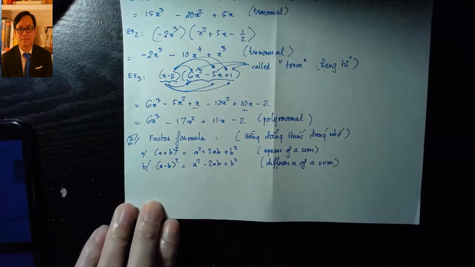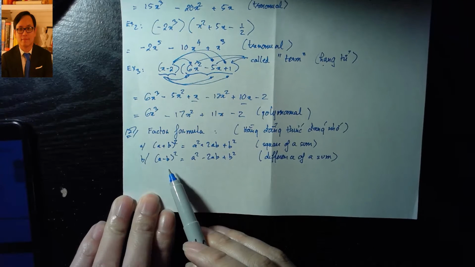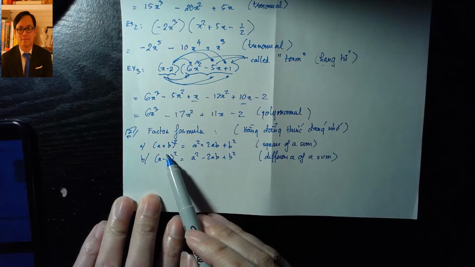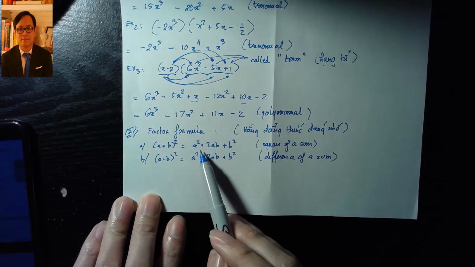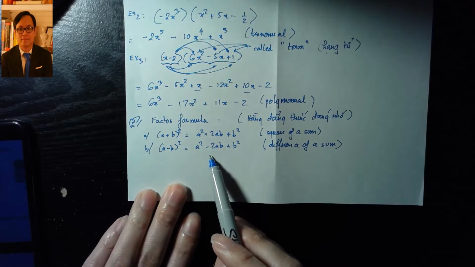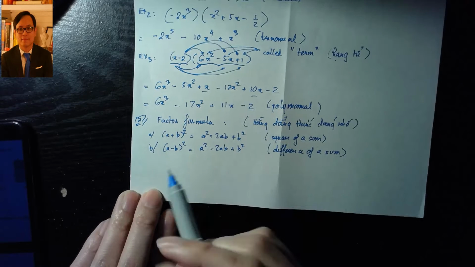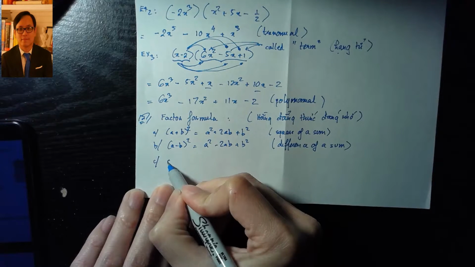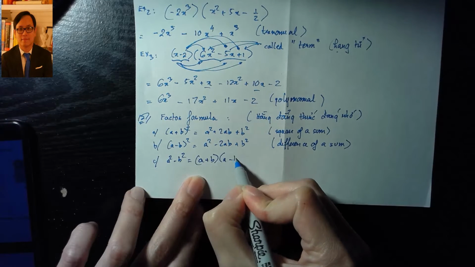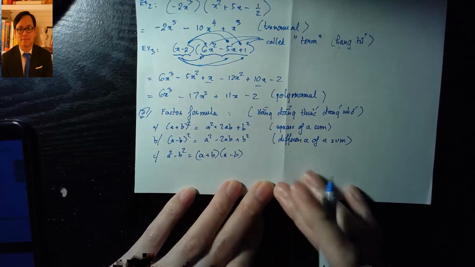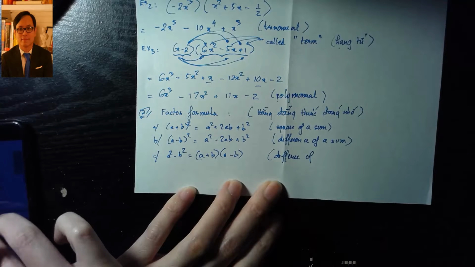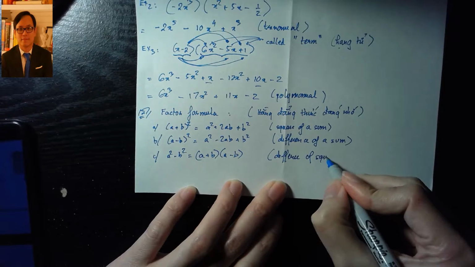Okay. So you see that the first formula and the second formula look very alike, right? And the only difference over here is the plus and the minus. The middle term, instead of having 2ab, we have negative 2ab. That's the only difference. And the third one, a squared minus b squared is a plus b times a minus b. And this is called difference of square.